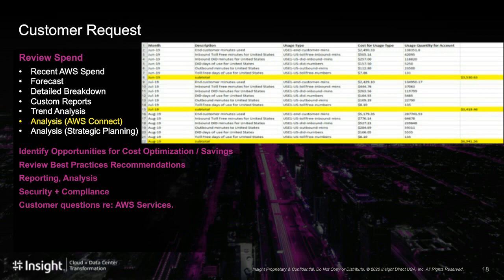So, for example, recently a customer came to us and they said, we're using the AWS contact center, Amazon Connect. We'd like to know for the last 6 to 8 months exactly how many DID or direct dial numbers we had, how many toll-free numbers we had. That data is all in this system.